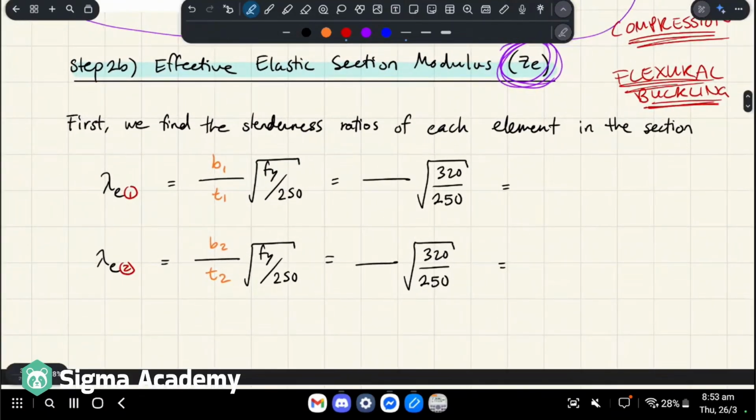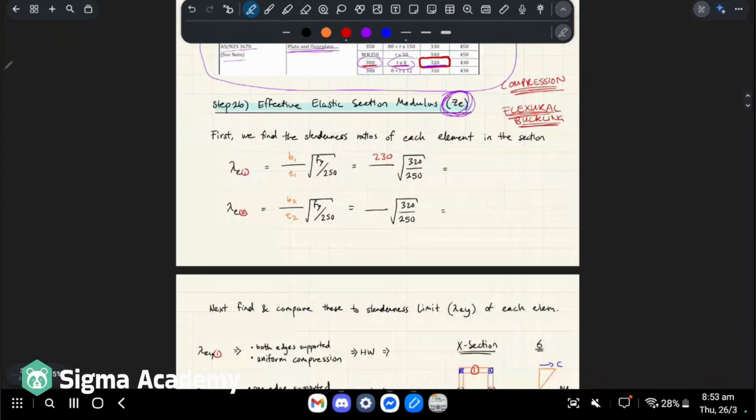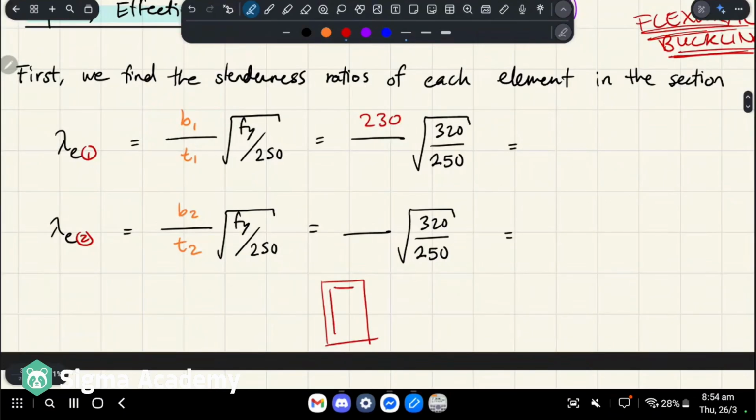Let's just plug in some numbers for now. The width of the first element was 230. Remember, our first element, I believe, was the horizontal one. So if this is our box, we're not counting these areas here. B1 was there, T1 was here, and that was 230 for width and 8 for thickness. And for our second element, B2 was this, T2 was here, so that's 308, okay?